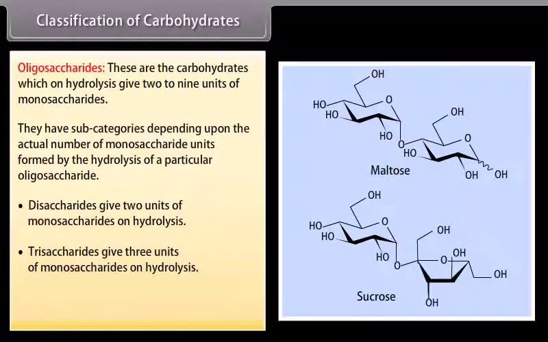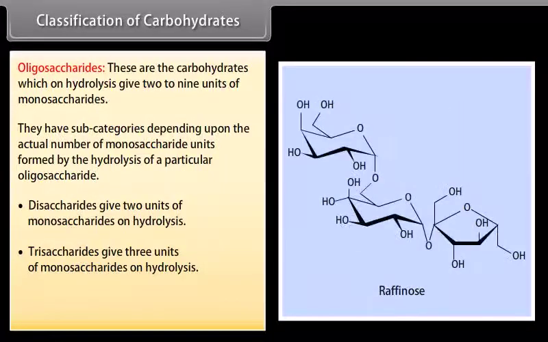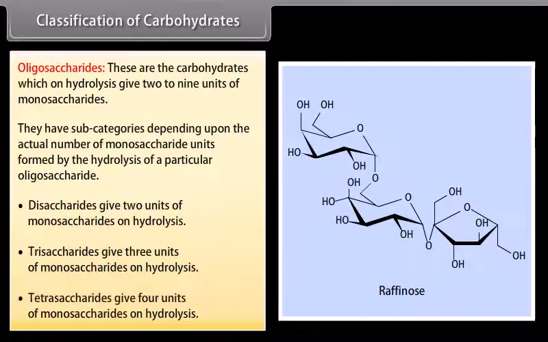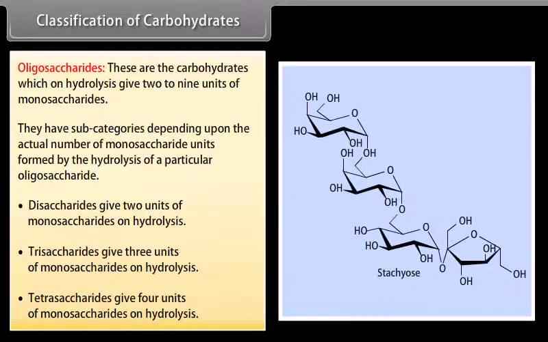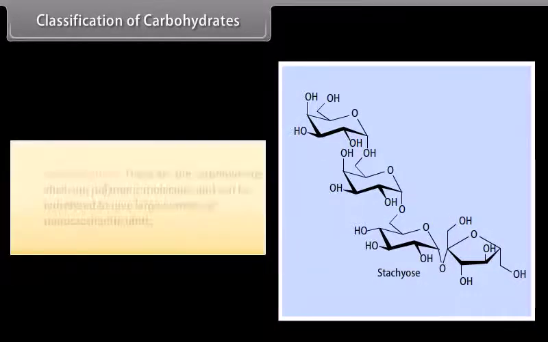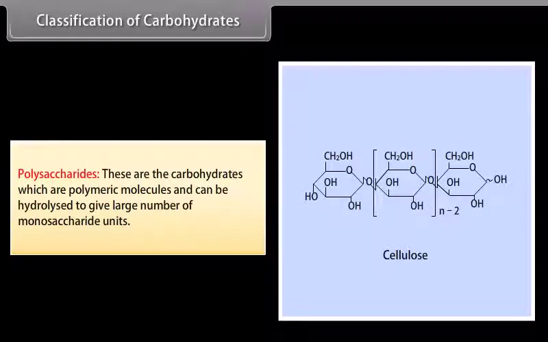Trisaccharides give 3 units of monosaccharides on hydrolysis. For example, raffinose. Tetrasaccharides give 4 units of monosaccharides on hydrolysis. For example, stachyose. Polysaccharides. These are the carbohydrates which are polymeric molecules and can be hydrolyzed to give a large number of monosaccharide units. For example, starch, glycogen, and cellulose.